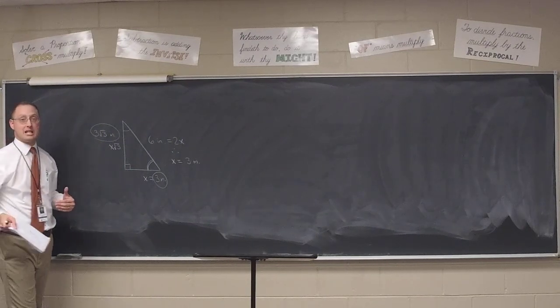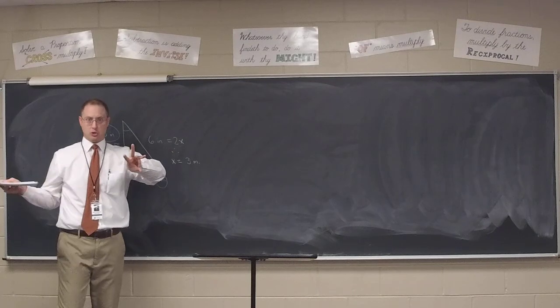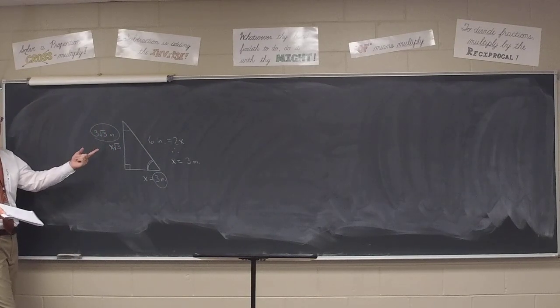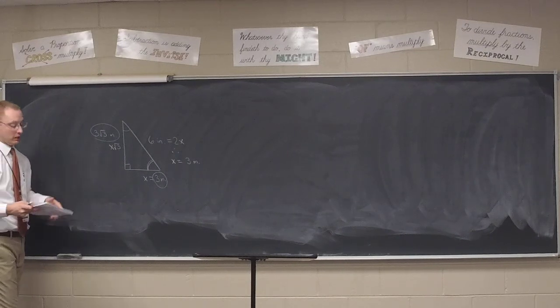Pythagorean Theorem, the idea is, given two sides, find the third. C squared equals a squared plus b squared. What makes this a special triangle is you only have to know one side, and then you can find the other two very quickly and easily.